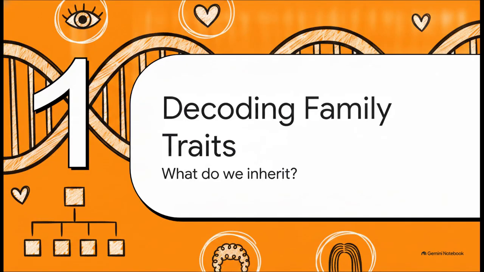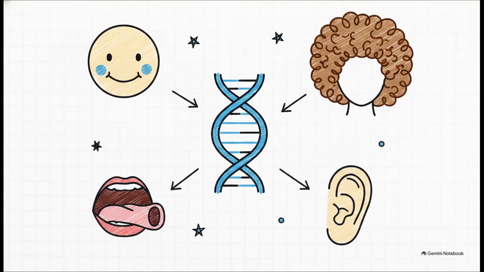All right, kicking things off with Section 1, decoding your family traits. Whenever we talk about heredity, which, by the way, is just the passing of traits from parents to offspring, we usually start with what we can actually see, right? Think about common, everyday, observable traits.